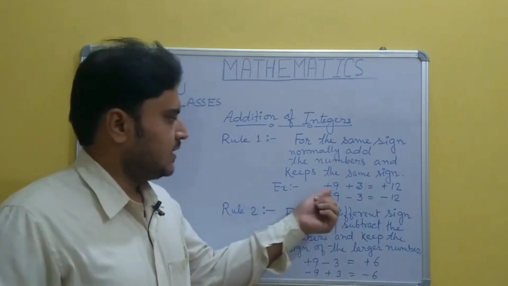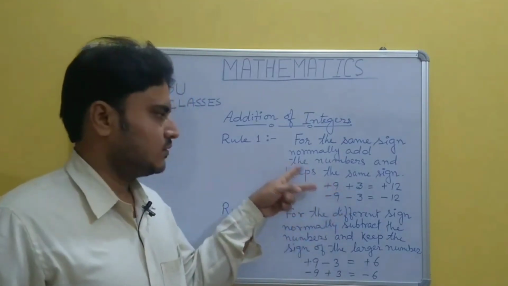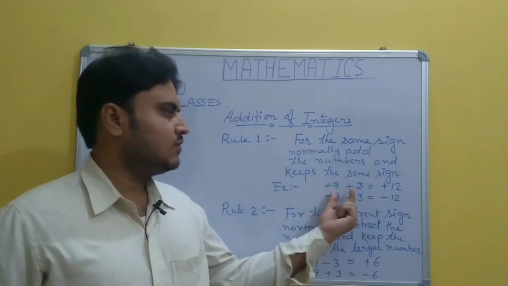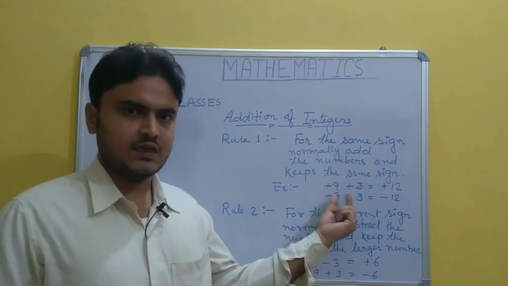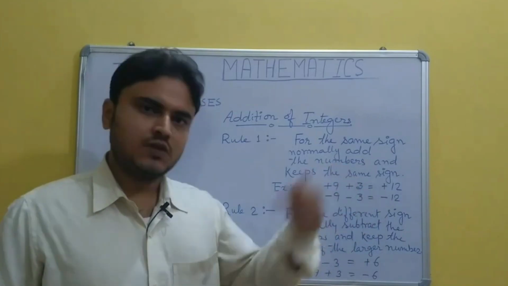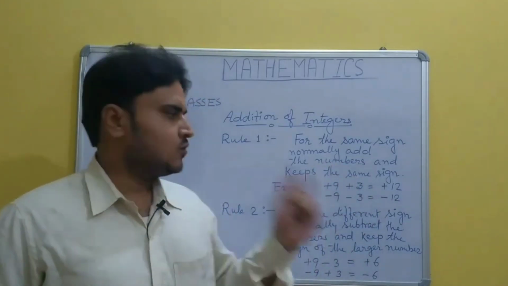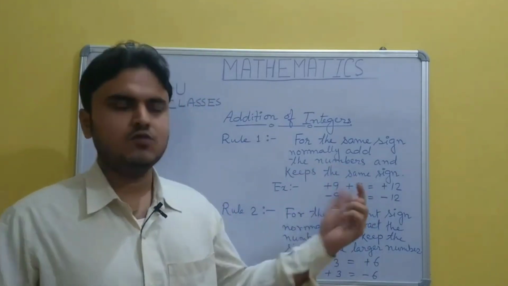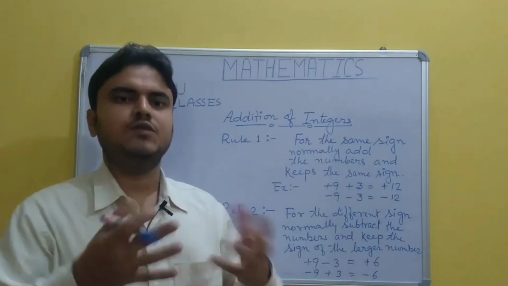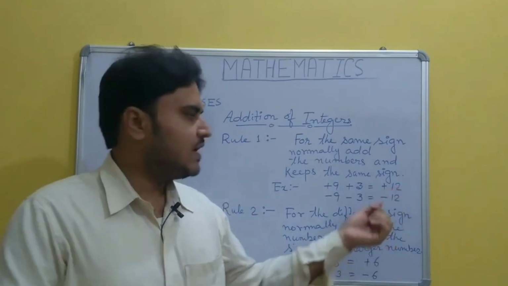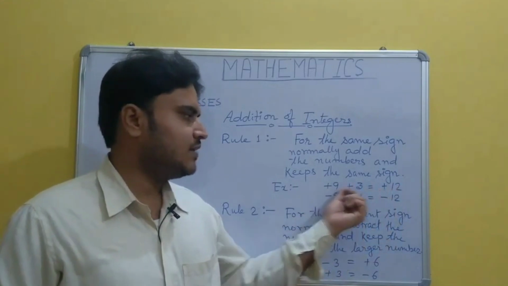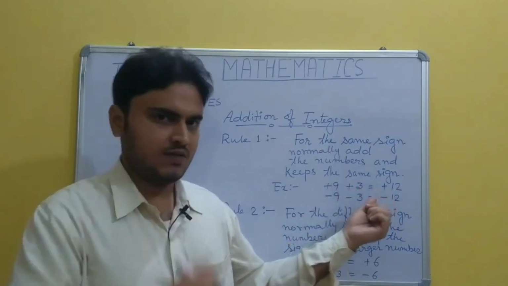Here are two examples for rule number 1: plus 9 and plus 3. Here we have two positive integers, 9 which carries a plus sign or positive sign, and 3 also carries a positive sign. So for the same sign we normally add 9 and 3 and we get 12, and we keep the same sign, positive, plus. So plus 9 plus 3 equals plus 12.